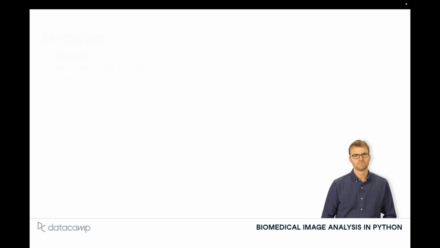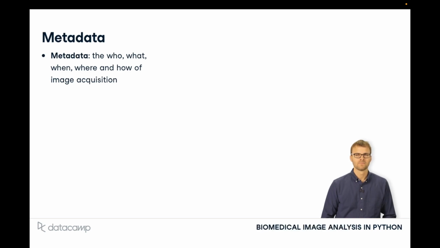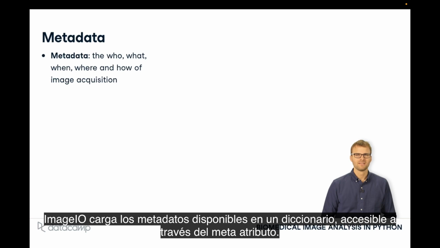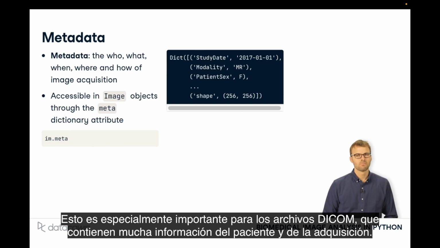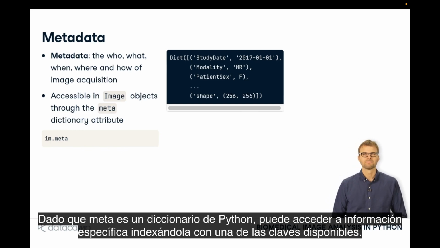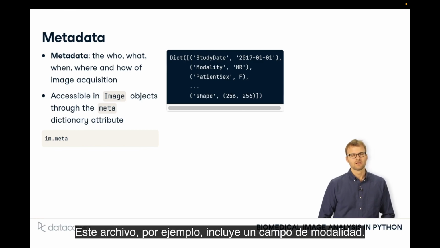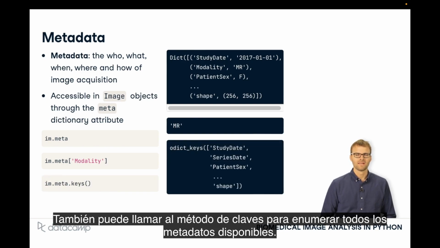along each dimension. Images are always acquired in a specific context. This information is often referred to as metadata. ImageIO loads available metadata into a dictionary accessible through the meta attribute. This is especially important for DICOM files, which contain a lot of patient and acquisition information. Since meta is a Python dictionary, you can access specific information by indexing it with one of the available keys. This file, for example, includes a modality field. You can also call the keys method to list all of the available metadata.